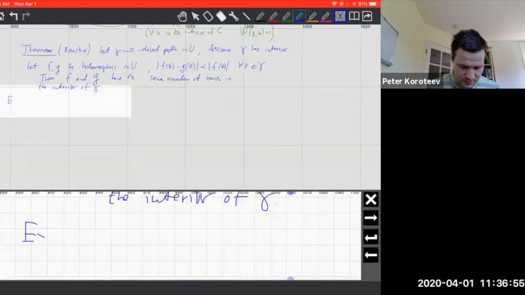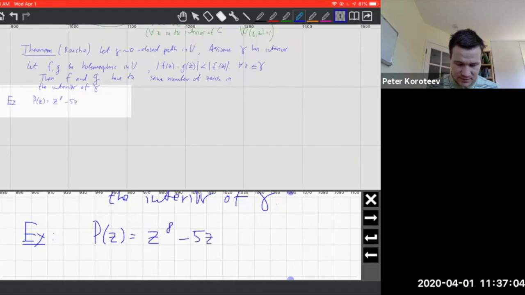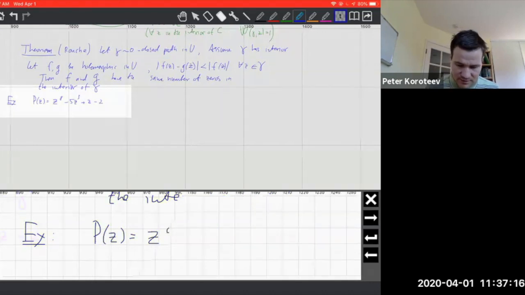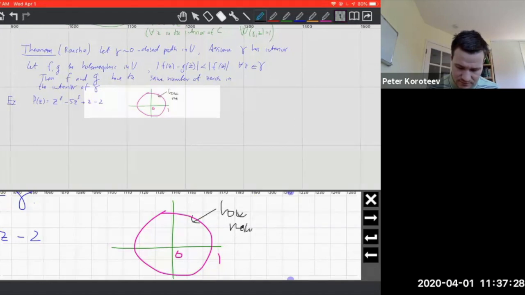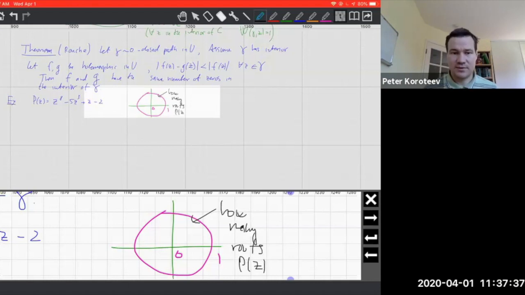So let's take a polynomial, p(z), which is z to the 8 minus 5z cubed plus z minus 2, right? And then we can ask ourselves, how many zeros does it have inside a unit disk? So you have a disk of unit radius centered at 0, and you ask yourselves, how many roots does this degree 8 polynomial have inside the unit disk?